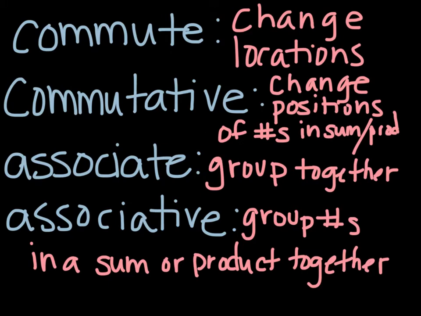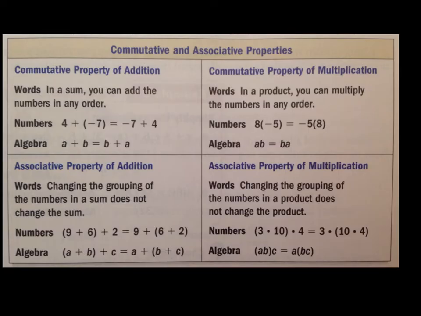Let's learn those now. The commutative property of addition means that in any sum, we can add the numbers in any order. As this example shows us, we can add 4 plus negative 7, and it's exactly the same as negative 7 plus 4. When we translate that to algebra, it means that a + b is the same as b + a.